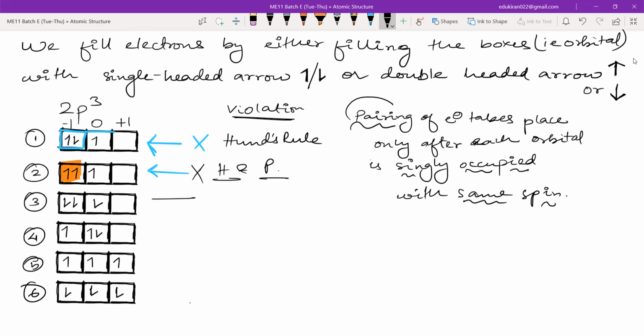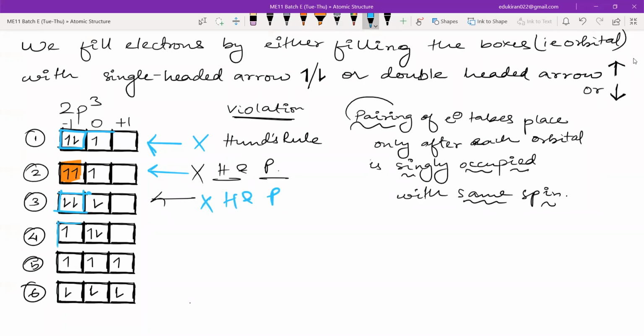What about the third one? It has the same case because the spins are not opposite. All the spins are down spin in the first orbital. That is why it is also violating Hund's rule as well as Pauli's rule. Now, what about the fourth one?